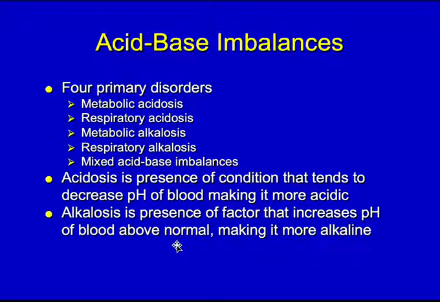All right, so there are more than four different types, but primary metabolic acidosis is where the pH is low again. Respiratory acidosis is where the pH is low. Metabolic alkalosis is where the pH is going up above that 7.45. Respiratory alkalosis, again, the pH is above.